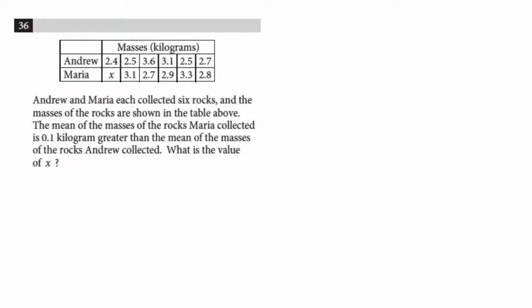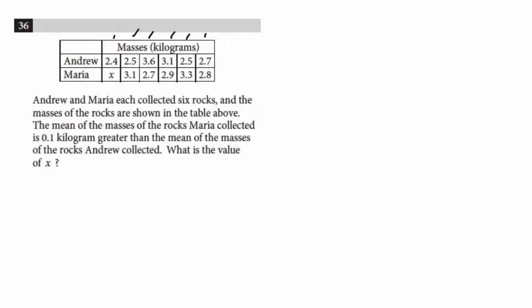36. Andrew and Maria each collected 6 rocks, and the masses of the rocks are shown in the table above. The mean of the masses of the rocks Maria collected is 0.1 kilograms greater than the mean of the masses of the rocks Andrew collected. What is the value of x? Okay, so the mean is just the average, which is the sum divided by how many data points there are. If there are 1, 2, 3, 4, 5, 6 data points, we're just going to take the sum and divide by 6.